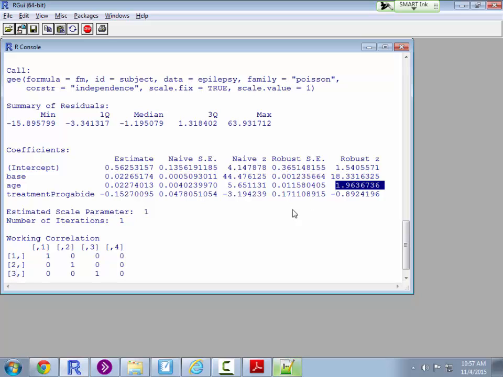And then here's the treatment effect. We modeled treatment effect, right, so treatment effect.